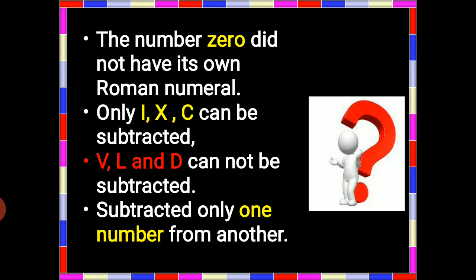Only I, X and C can be subtracted. Other symbols used in Roman numerals cannot be subtracted. V, L and D cannot be subtracted. Only I, X and C can be subtracted, and we can subtract only one symbol from another.